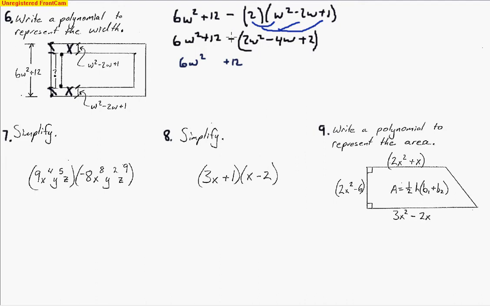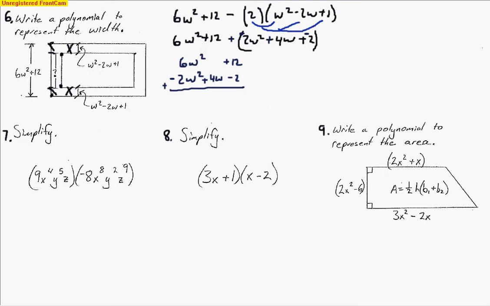So whenever I take away, I add the opposite. So all these signs are going to end up changing here. And then I'm left with this, a 2w squared. Now this is a negative 2w squared. A positive 4w now, so plus 4w. And then I have a negative 2. And then from there I can just add that together.